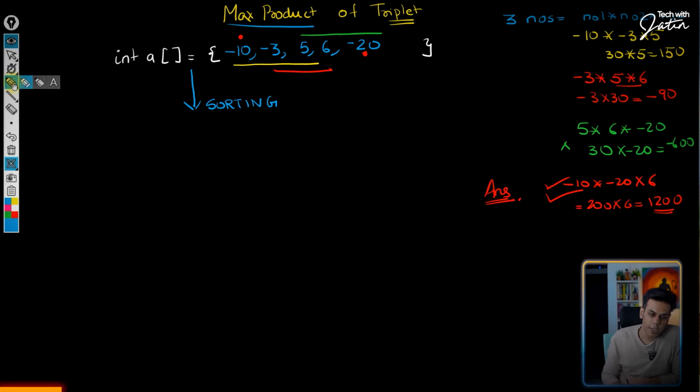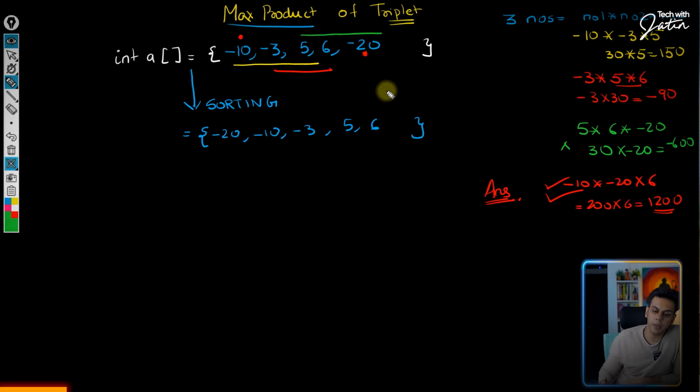After sorting, what is going to be the new element structure? Minus 20, minus 10, minus 3, 5, and 6. The largest number is going to come on the last index, and the smallest number is going to come on the 0th index.